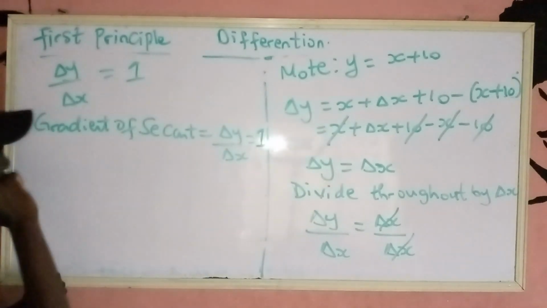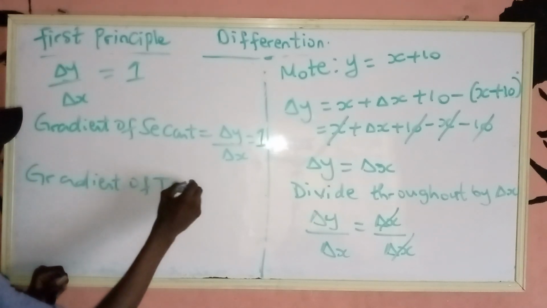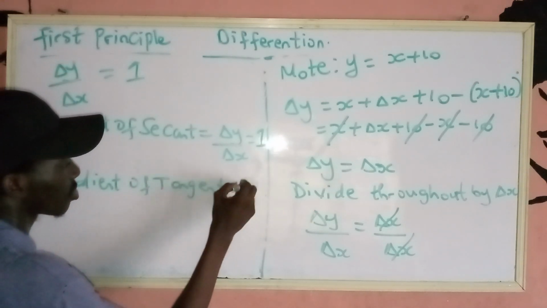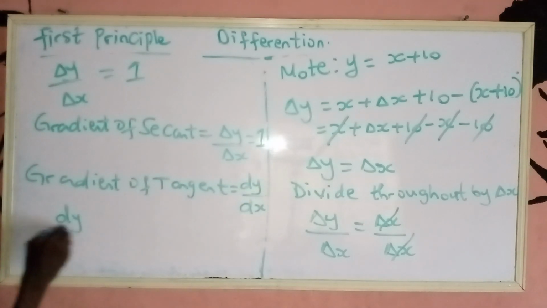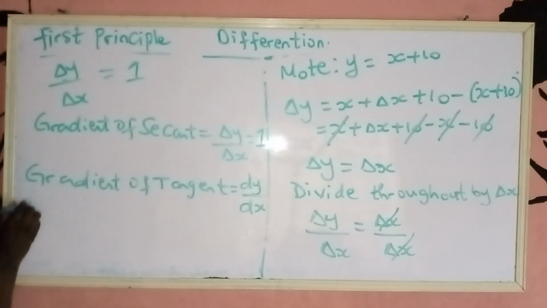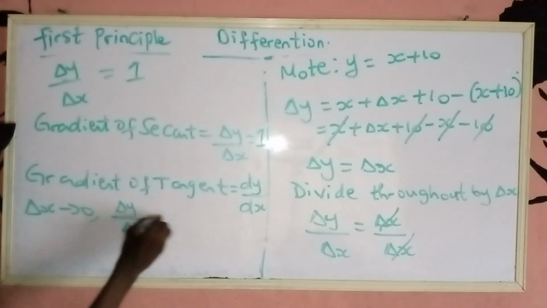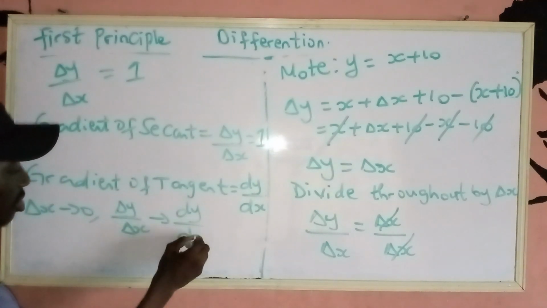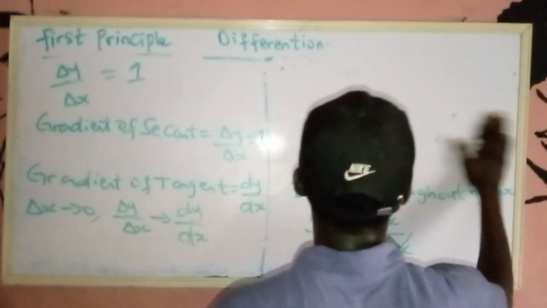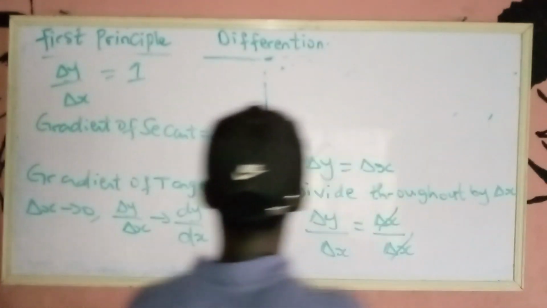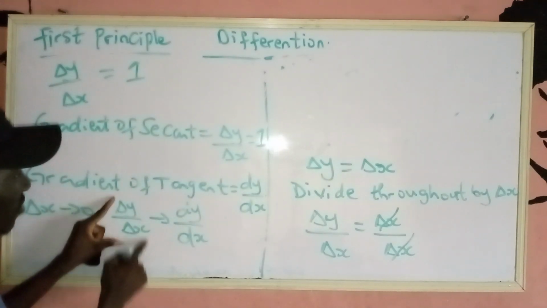Also, my gradient of the tangent is equals to dy/dx, as we've said before. But to know the dy/dx, your change in x must approach 0. So your change in y over change in x turns to what? Turns to the gradient of the what? Of the tangent. And in that case, you can see as this approaches 0, this comes to this. Now what is the value of this? The value of this is 1.